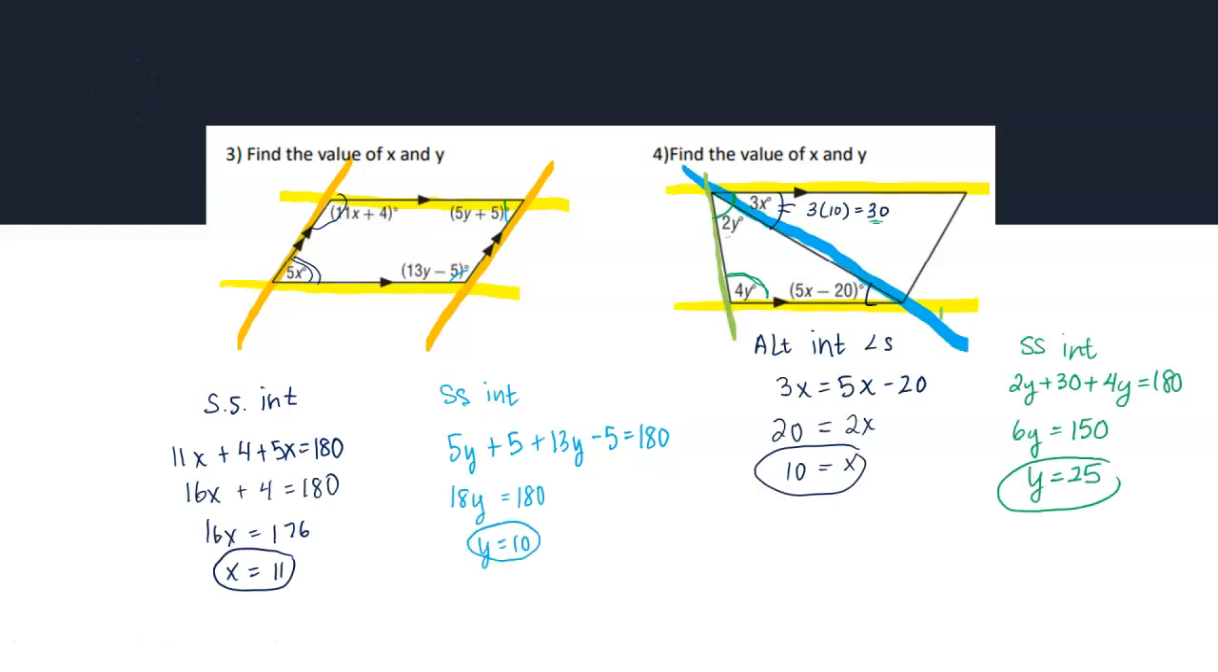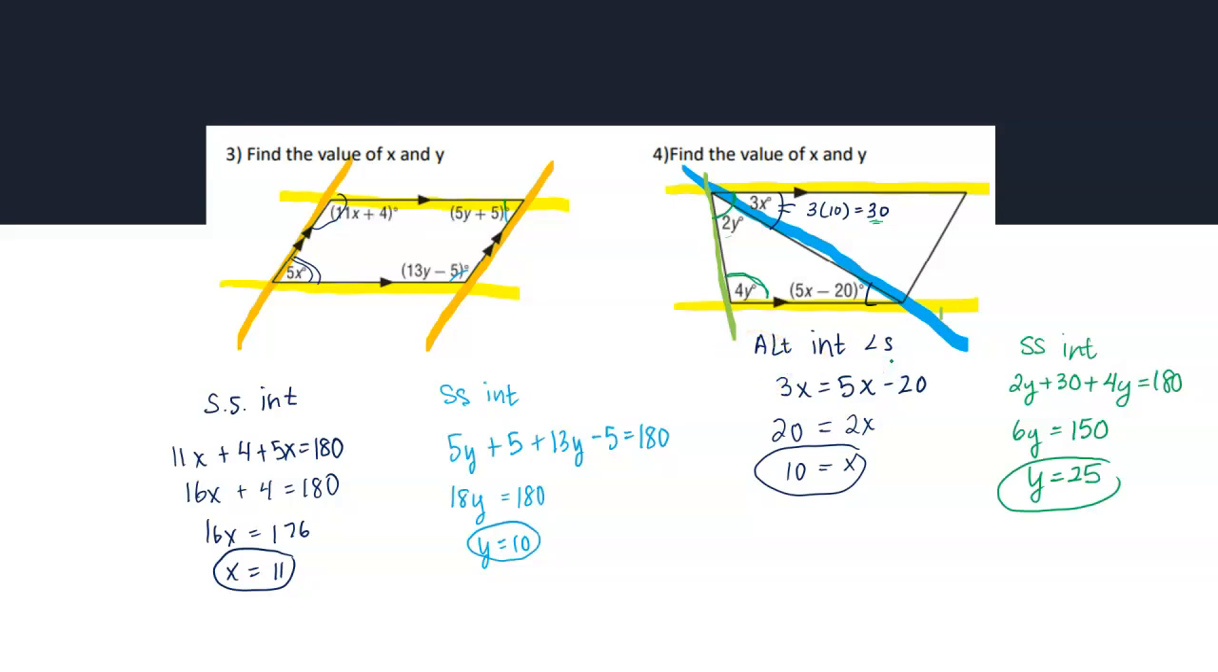So I solved the two equations in number 3, and my work is there. And then for number 4, I used two different transversals. I started by using the blue transversal, and I said that I have 3x and 5x minus 20. Those are congruent because they're alternate interior angles.